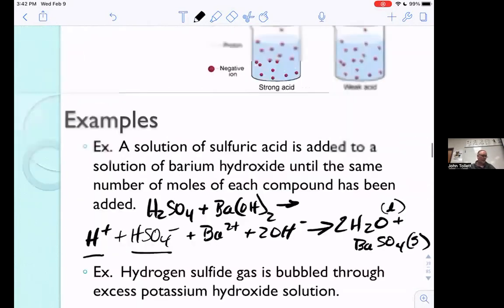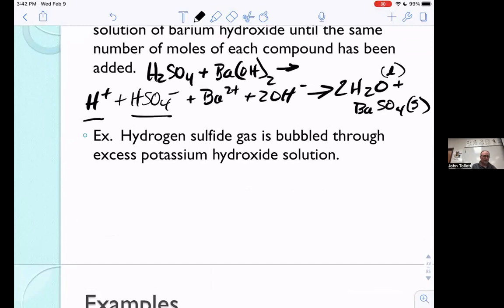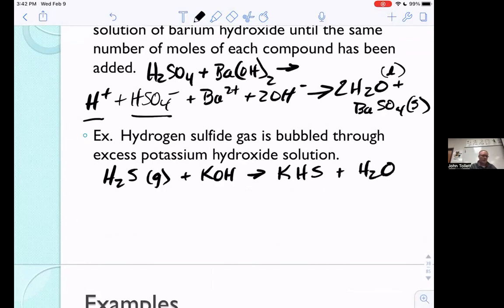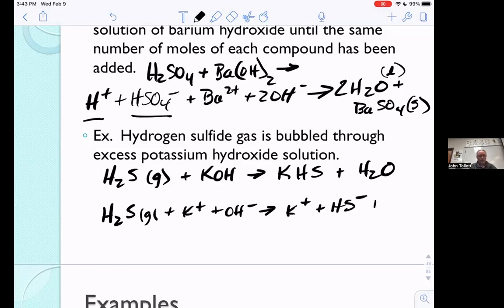Going to the next one: hydrogen sulfide gas is bubbled through excess potassium hydroxide. You'll have H2S as a gas, and that is going to combine with potassium hydroxide, KOH. And what it's going to make is KHS, actually, and H2O. So what happens is the hydrogen sulfide would be left together because it's a gas. The potassium hydroxide would be ionized. The potassium will be ionized on the other side with the hydrogen sulfide anion left. And then of course, water being a liquid left over as well.